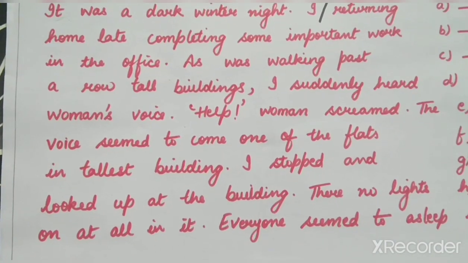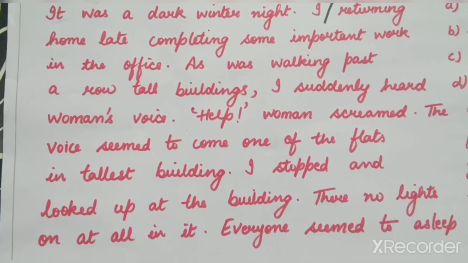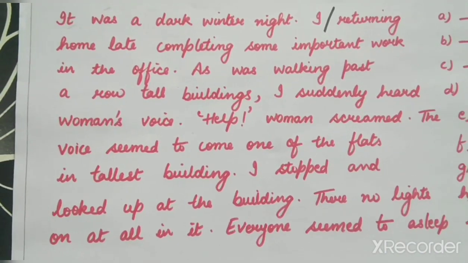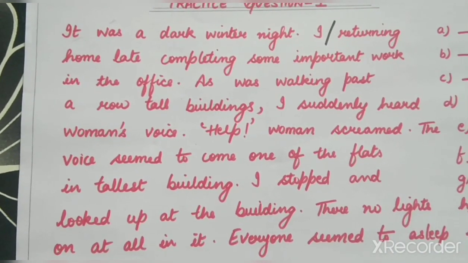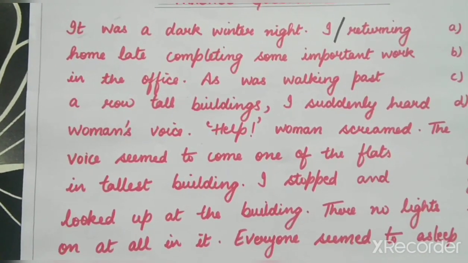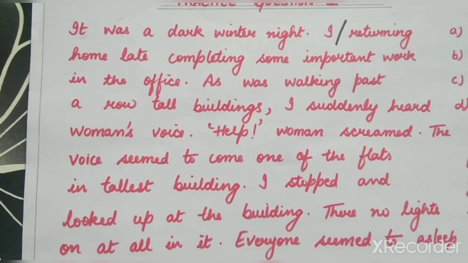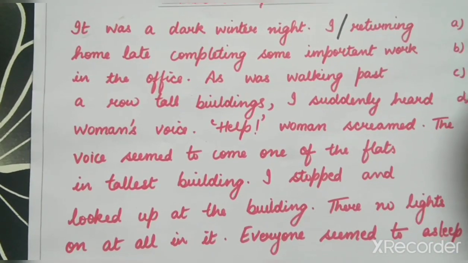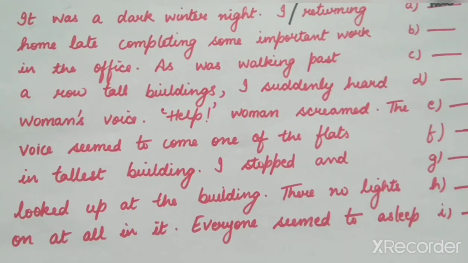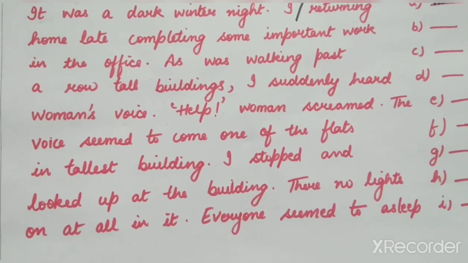As you know that in each line one word is missing, so we will start finding the words that are missing from the first line. It was a dark winter night. I returning home late. I was returning home late. Completing some important work in the office.